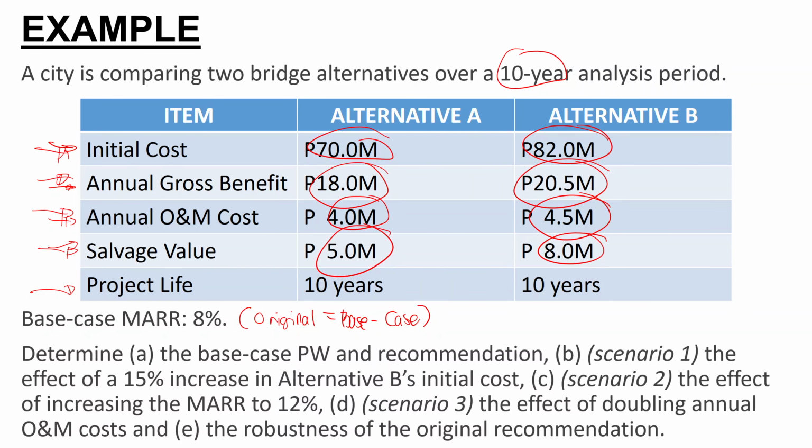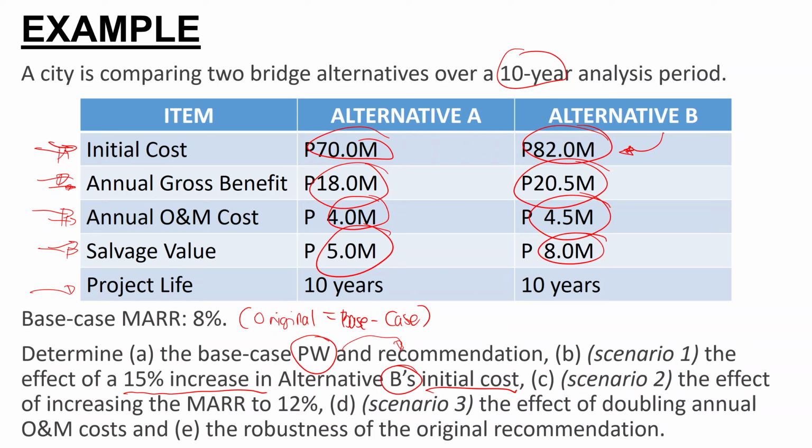For example, first is determine. This is the first step. You determine the original PW and recommendation. And here we have three scenarios. First one is there is a 15% increase in B's initial cost. So this will be increased by 15%.